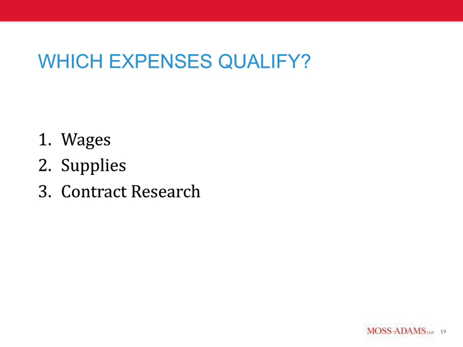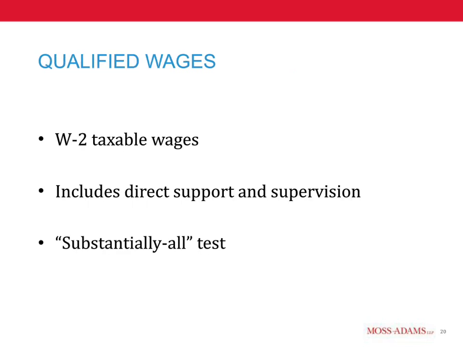So first up is people's wages. That includes people who are performing the research, who are doing the experimentation we talked about, as well as anybody who is directly supervising or directly supporting those activities. And so, if you have a second level supervisor, like say a CTO who's two levels removed, it might be a little more challenging to include the wages of that person.